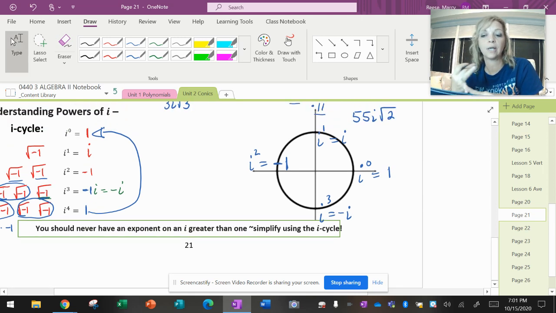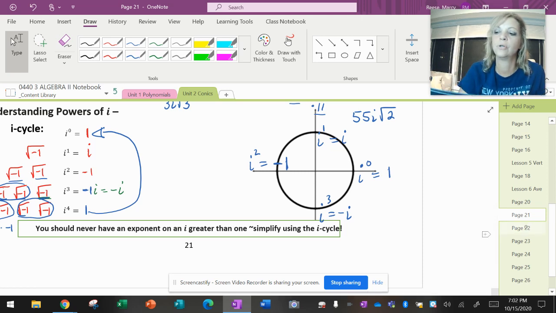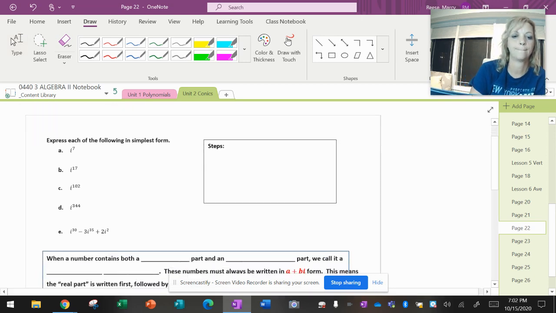So I should always have an answer. If I have i to the 15th, I should always end up simplifying that i to the 15th to either i, negative i, 1, or negative 1, okay? So you're going to see it in action. So let's actually do it.